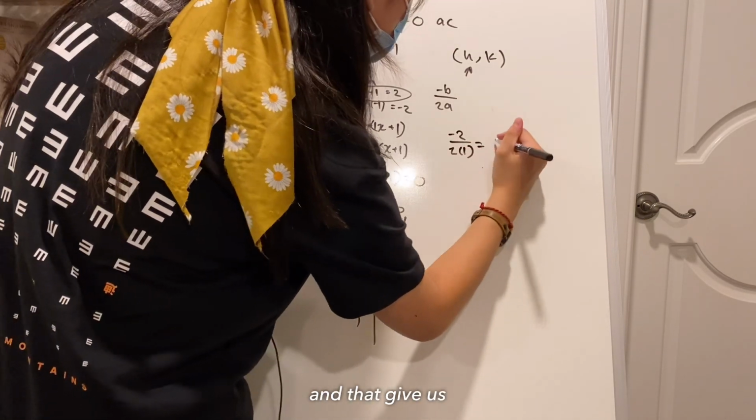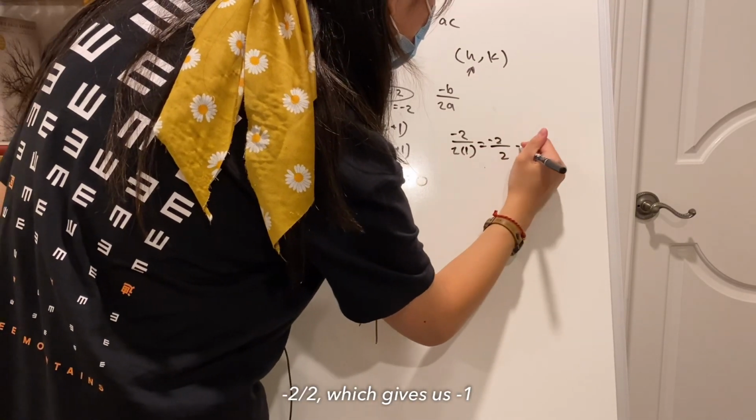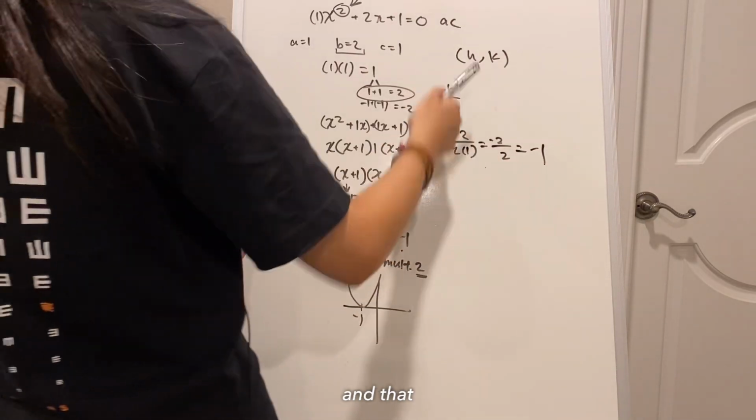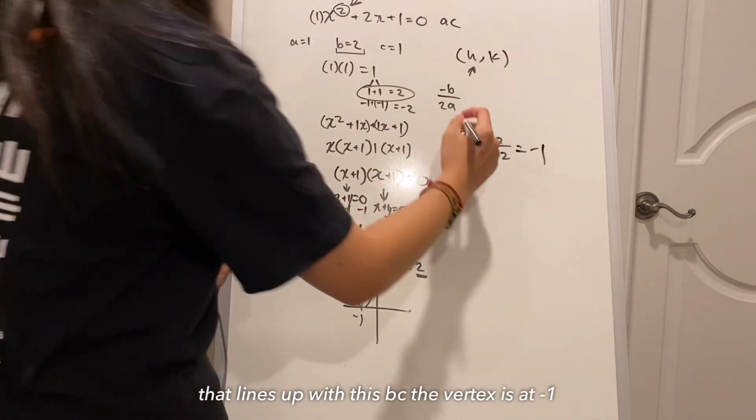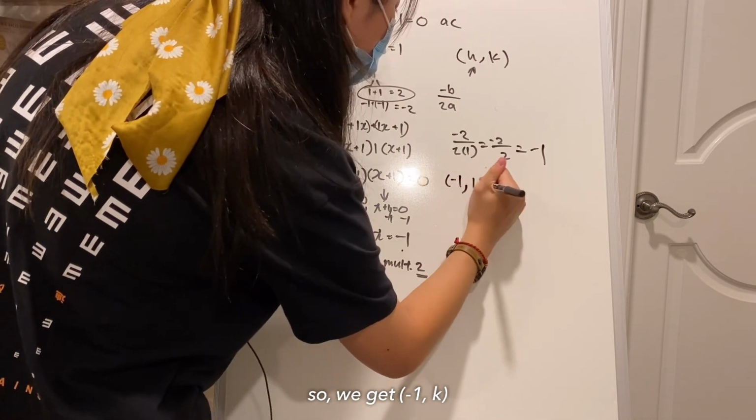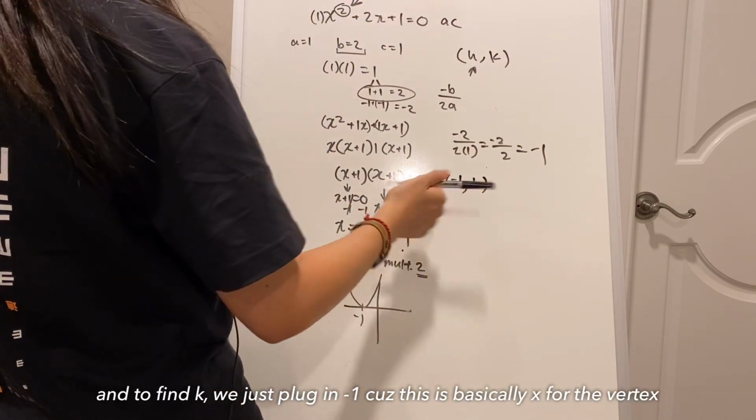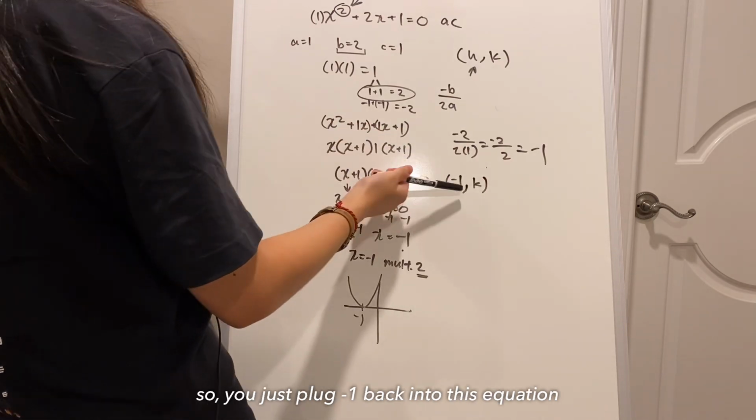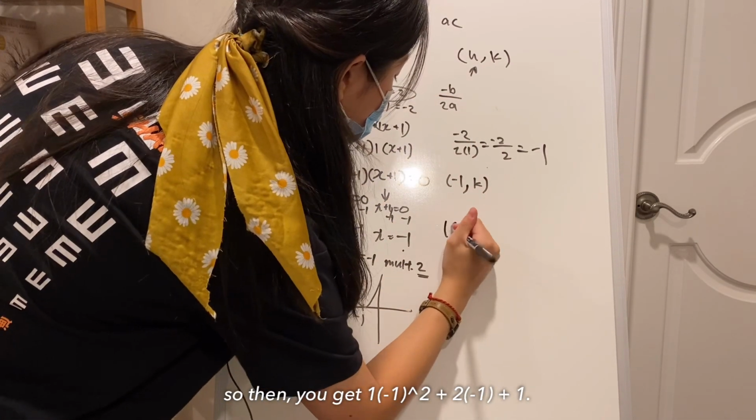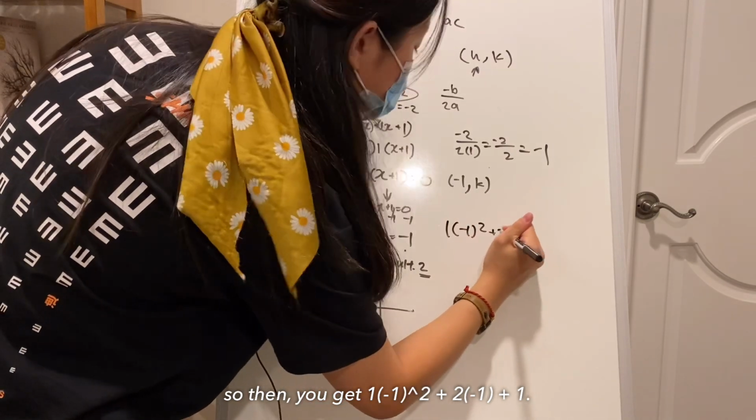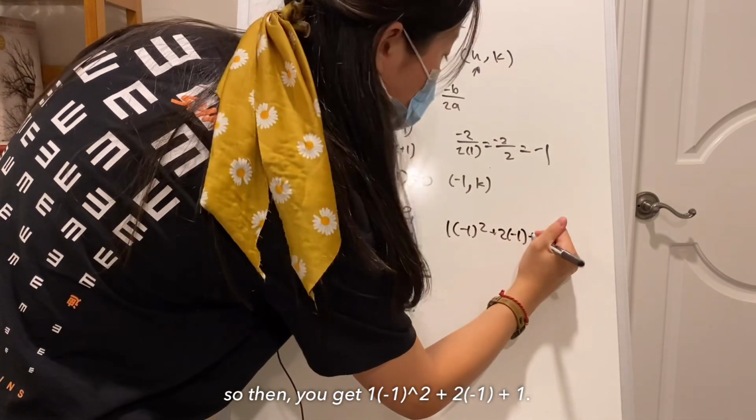And that gives us negative 2 over 2, which equals negative 1. And that lines up with this because the vertex is at negative 1. So we get negative 1, k, and to find k, we just plug in negative 1, because this is basically x for the vertex. So you just plug in negative 1 back into this equation. So then you get 1 times negative 1 squared plus 2 times negative 1 plus 1.